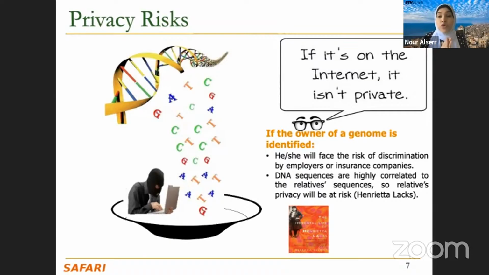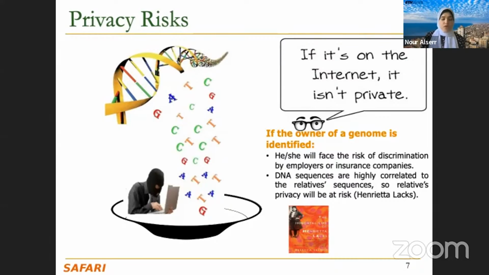And it's not only about one individual's privacy, we are talking about the whole family then. I think you know the example of Henrietta Lacks, and Mohammed already mentioned it. You can read more about it and how the whole family suffered from privacy risks because of the genomic data of one of the family members.